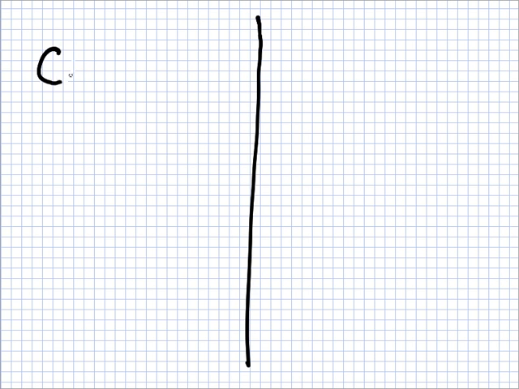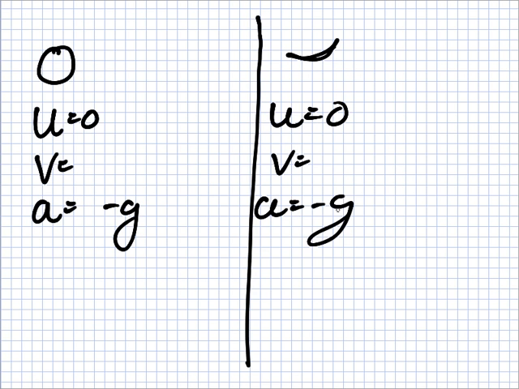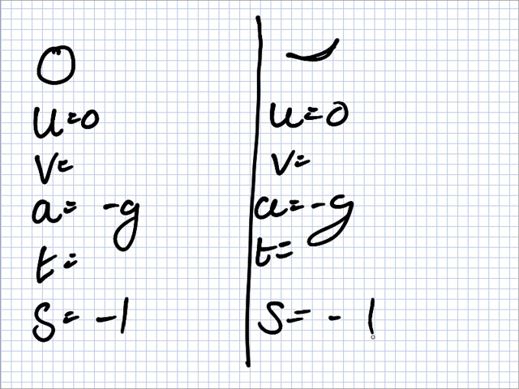Here is the ball and here is the feather. And let's say that's the distance, let's just say 1 meter. So they both start at rest. v, we don't know. a, we do know. t, we don't know. And s, let's say we do know. So the t should be the same. So there's something wrong in my picture.